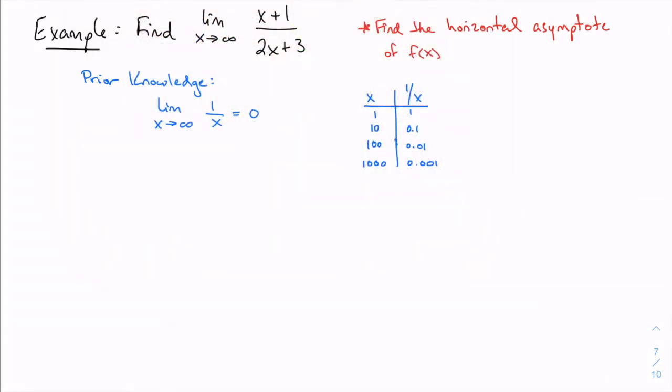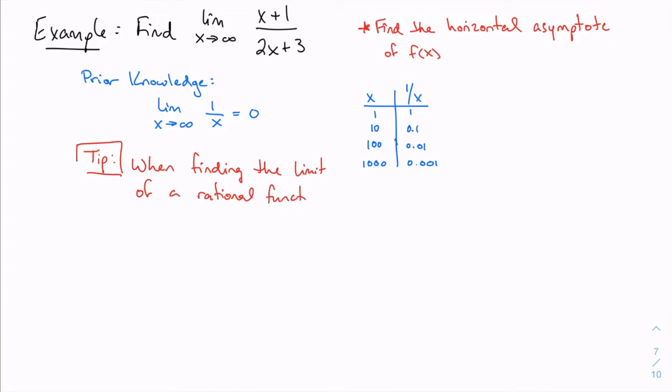The other major tip that will be helpful is this. When you're finding the limit of a rational function, one thing I can do to make this easier is to divide the numerator and denominator by the highest power of x.